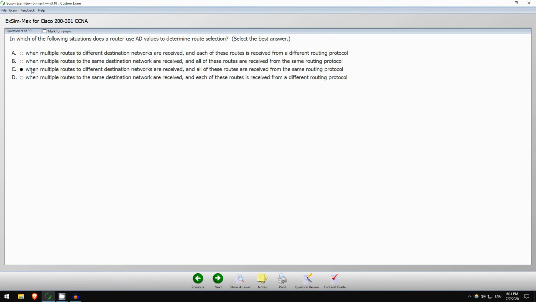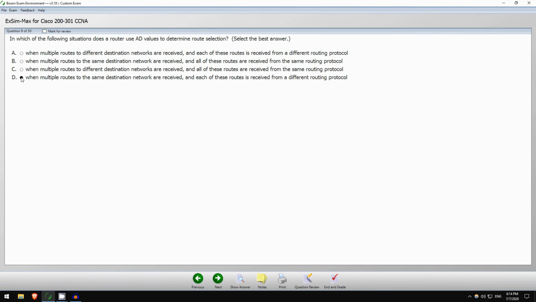Okay, how about C? When multiple routes to different destination networks are received, and all of these routes are received from the same routing protocol. So different destination networks again. So C should be incorrect because once again, just like in A, the router will put all of the routes in the routing table because they are to different destinations.